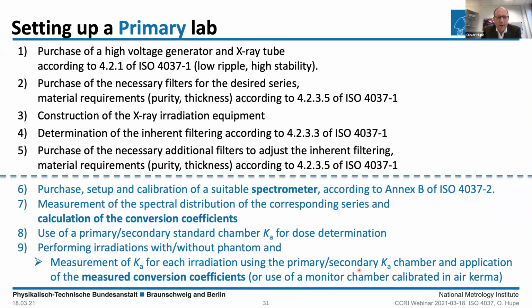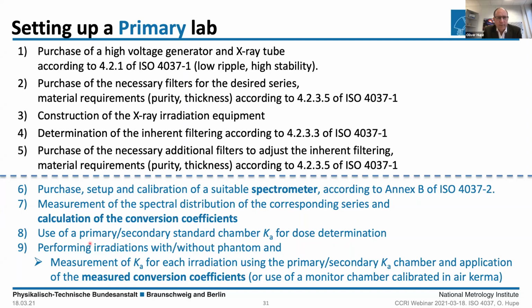If you're a primary lab, then you have to buy not an ionization chamber, you have to buy a spectrometer, because you want to achieve lower uncertainties. Therefore, you have to have a closer look at your spectra. Some requirements related to the spectrometer are described in part 2, then measurement of the spectral distribution of the corresponding series and calculation of the conversion coefficient. So you don't use those tabulated in the ISO, you have to determine your own conversion coefficients. Then you have to use your primary or secondary standard chamber to determine the air kerma dose.